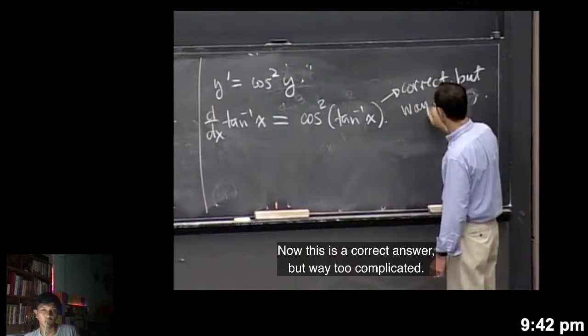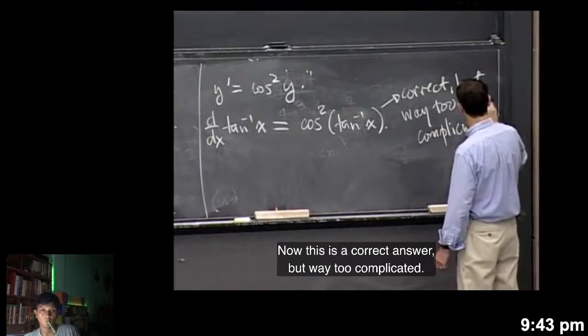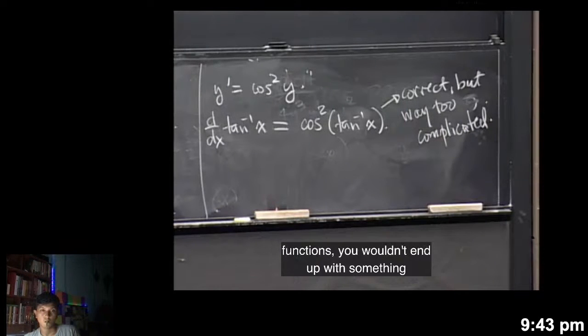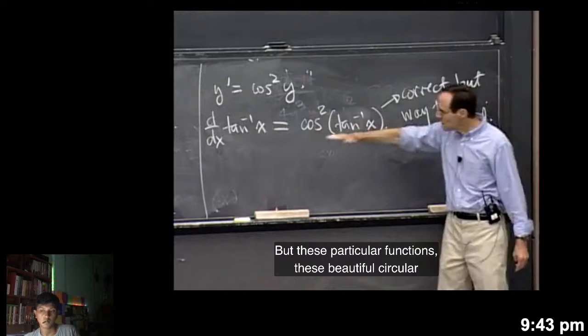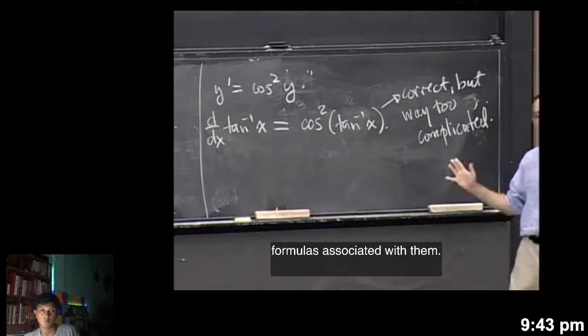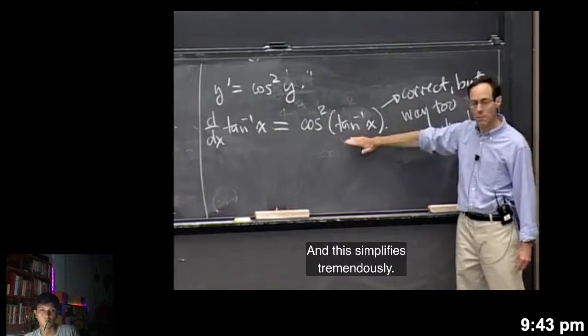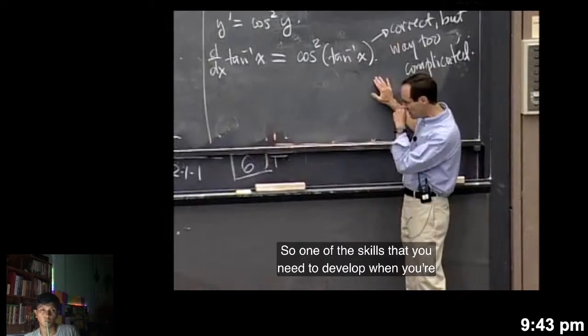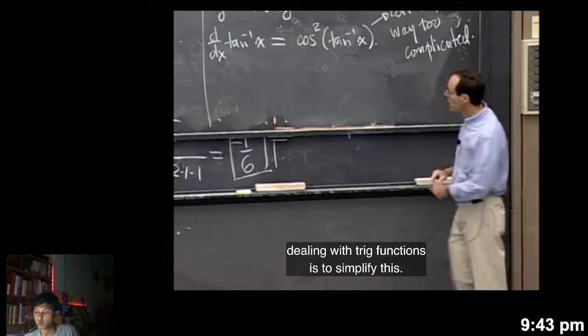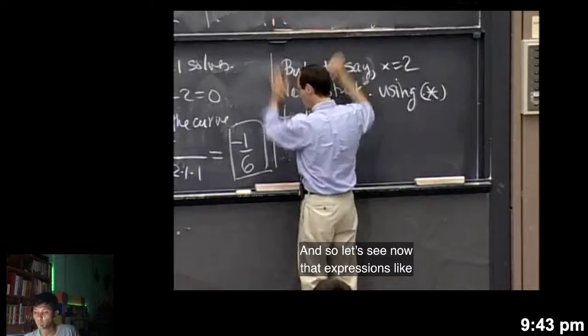Now, that doesn't mean that if you took a random collection of functions, you wouldn't end up with something that's complicated. But these particular functions, these beautiful circular functions involved with trigonometry, all have very nice formulas associated with them. And this simplifies tremendously. One of the skills you need to develop when dealing with trig functions is to simplify this. So let's see now that expressions like this all simplify.